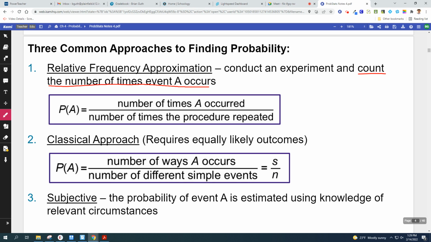The first one, relative frequency, we do an experiment and we count the number of times we see something happen. Classical approach, the way I look at it, is more like what we would expect to happen. If I flipped a coin 1,000 times, I would expect there to be 500 tails. And there's usually some kind of formula that we can calculate, or we look at some kind of theory, a theorem, and that's the classical approach. A keyword you'll be looking for later will be that it has equally likely outcomes. Heads and tails are equally likely to happen.